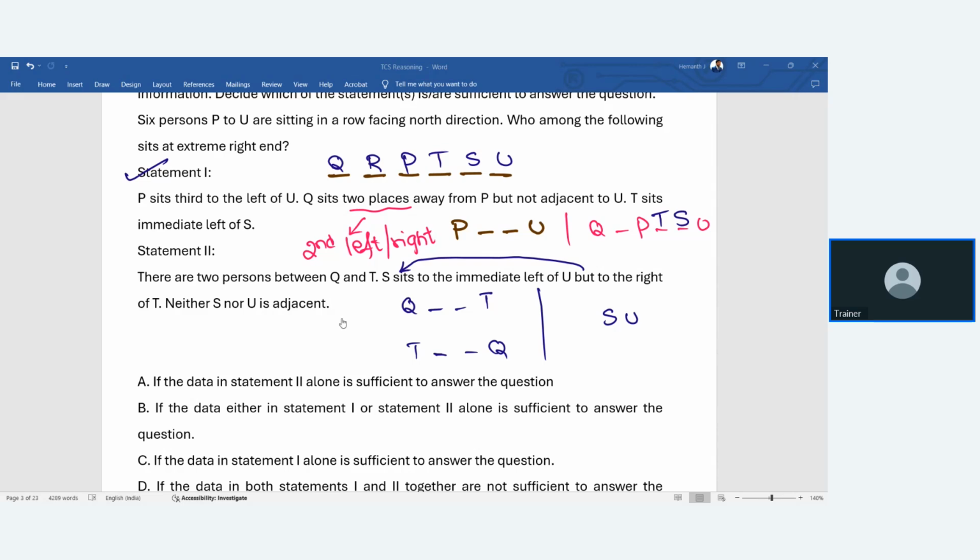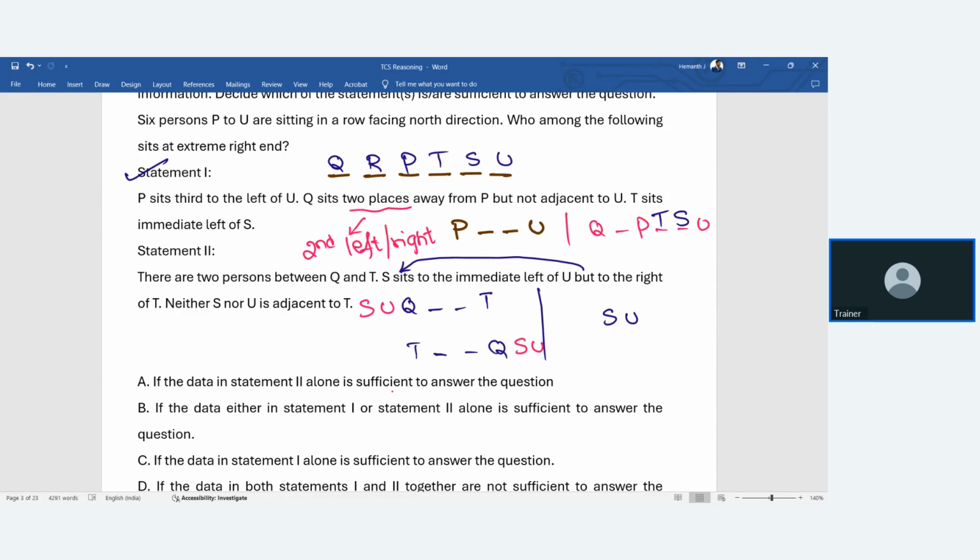Might be some glitch there. Okay, here there is a mistake first. Neither S nor U is adjacent to T, maybe. Likewise, some word is required there. I think you can understand that. Fine. So S and U are not adjacent to T means, then if that is the case, then what I have to do is I can put S and U here, or I can put S and U here. Okay.